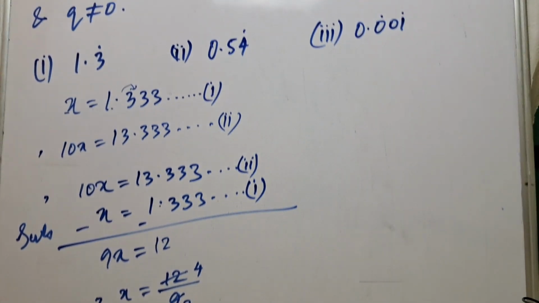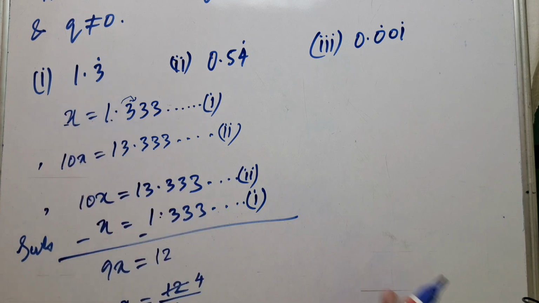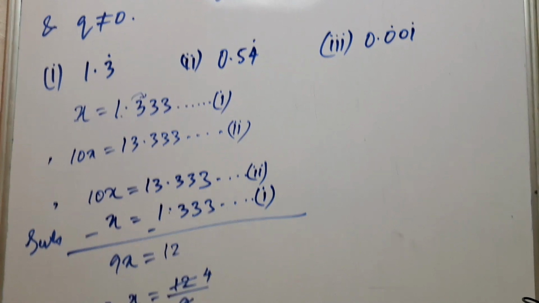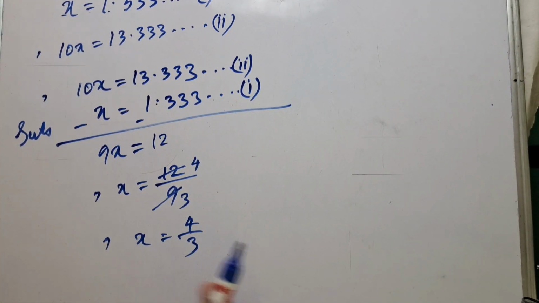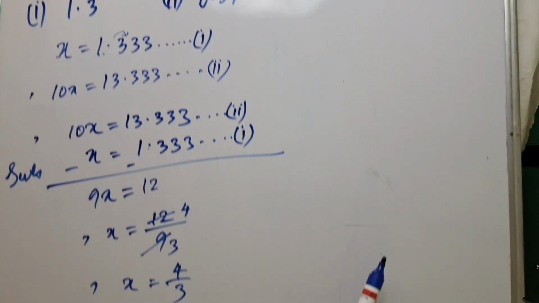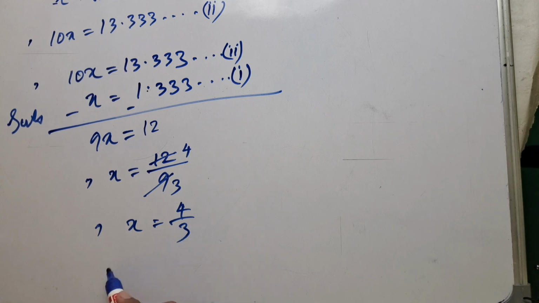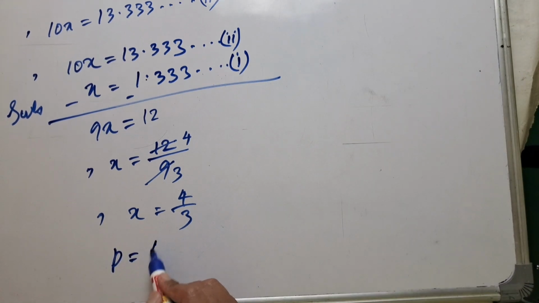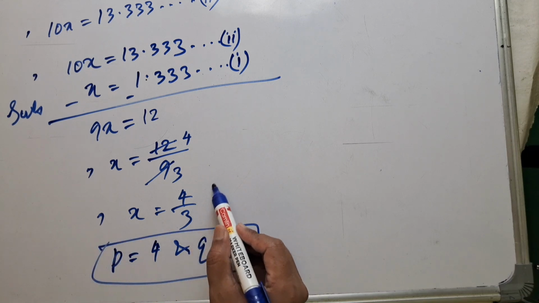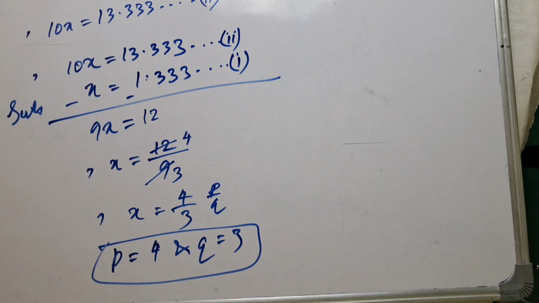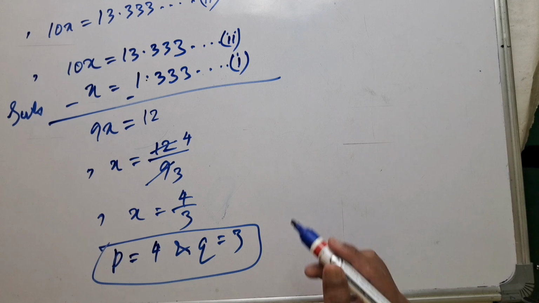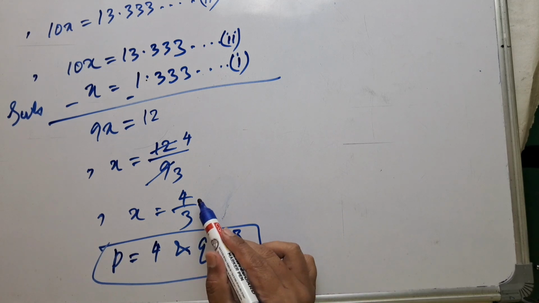We had supposed the number 1.3 bar to be x, so x is 1.333 and so on. This is the decimal form and this is the fractional form, where p is 4 and q is 3, p upon q form. So this is the answer for question number 1. We have converted the decimal rational number to its fractional p upon q form.